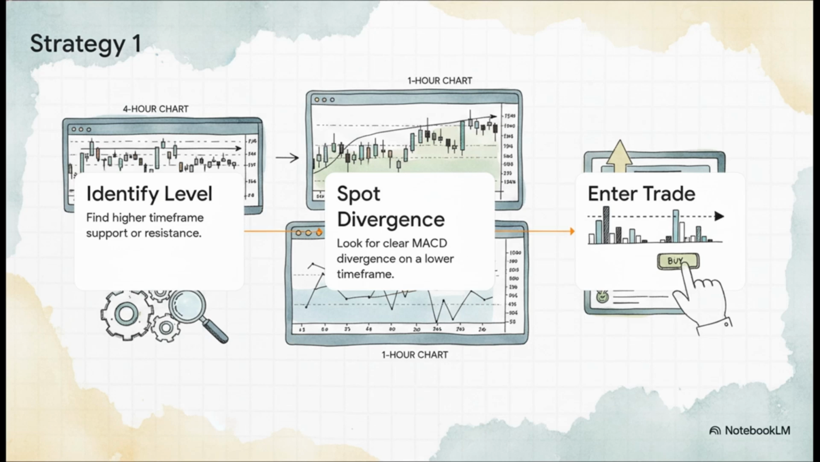Step 1. Identify a major support or resistance level on a higher time frame, like your 4-hour chart. Step 2. As the price gets close to that level, zoom right into a lower time frame, say the 1-hour, and hunt for that obvious MACD divergence we just talked about.